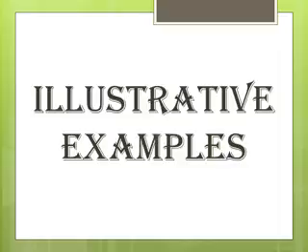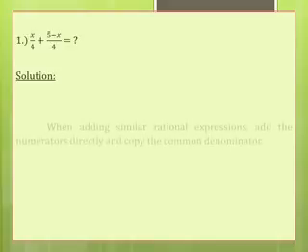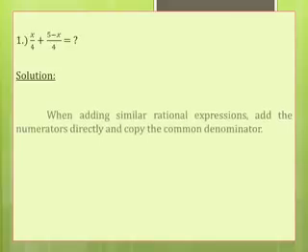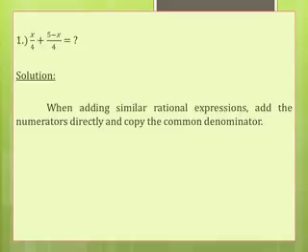For the application of the said rules, we will have illustrative examples. Example number 1. Given x over 4 plus 5 minus x over 4, following rule number 1, we check its denominators. Since it has the same denominators, which is 4, when adding similar rational expressions, we add the numerators directly and copy the common denominator.